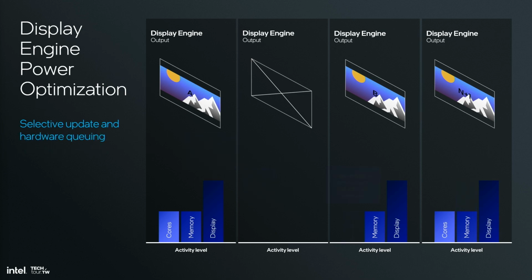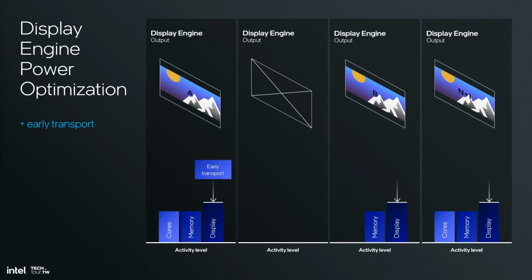Next innovation, selective update with hardware queuing. How about, instead of waiting to send the new frame, because I'm decoding media in this case, I'll actually send a bunch of frames at the same time. I'll turn on and burst the frames, and so when I get to the next frame, it'll already have the data and we don't have to wake up.